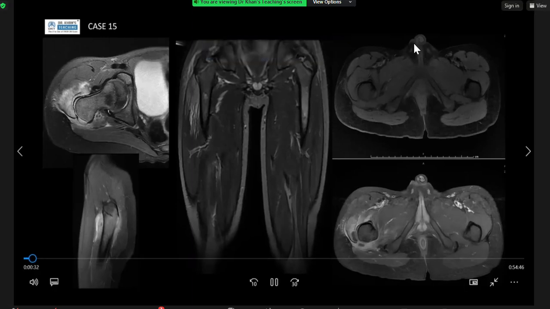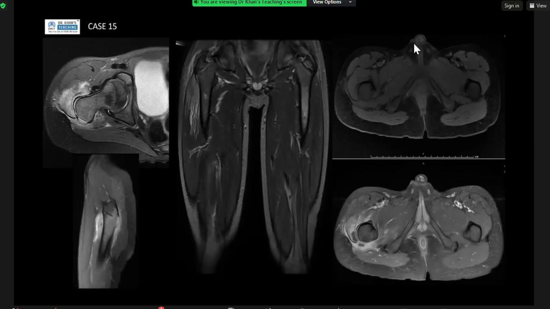Okay, so we have candidate 3. You've got a few MR sequences in front of you. Do you want to talk through this case? Hello, I'm candidate 3. Lovely.